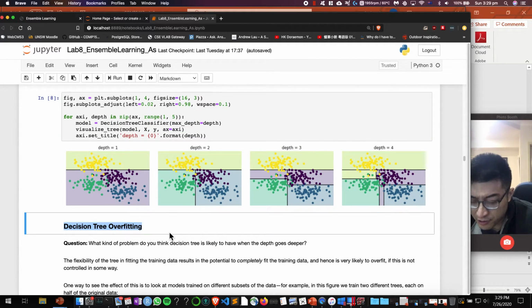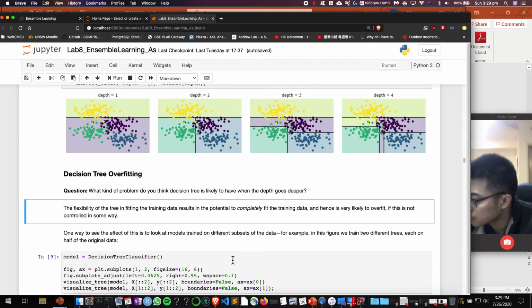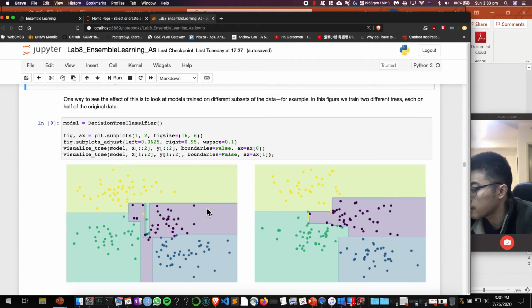So decision trees are a high variance, low bias estimator. It's incredibly flexible. As I said earlier, the flexibility in the decision tree has the potential to completely overfit to the training data.